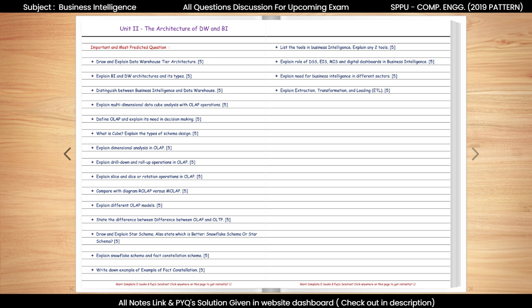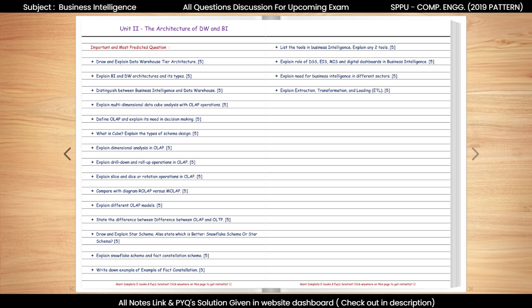Now, let us move on to our next important topic, OLAP models. From this topic, we can expect questions such as, explain different OLAP models. OLAP models include relational OLAP, multidimensional OLAP, and hybrid OLAP. Each model balances performance, storage, and scalability differently.